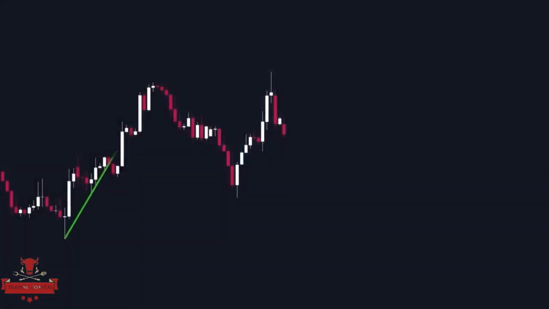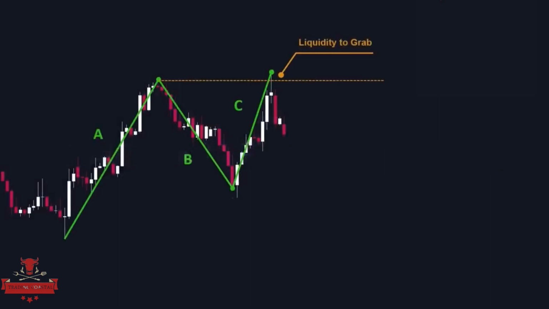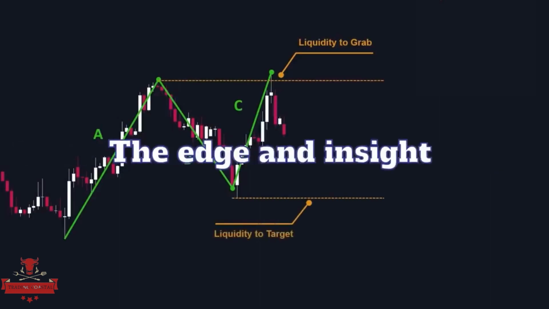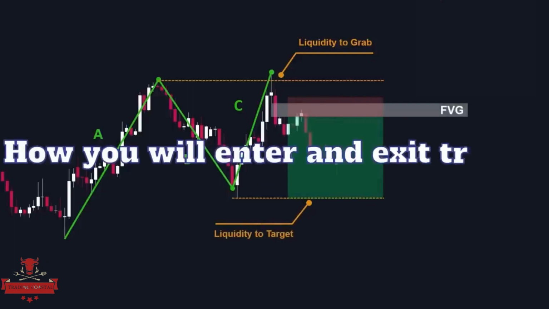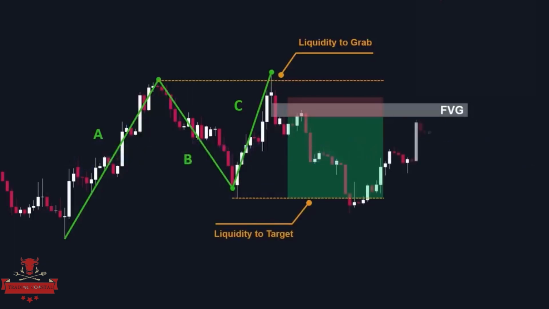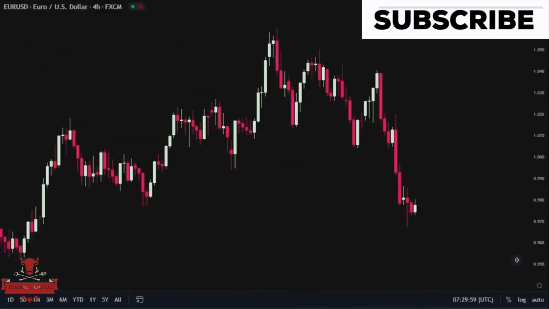In this episode, we're going to show you one of the advanced ICT trading strategies that will give you the edge and insight that you need to stay ahead of the market. And also, this strategy will guide how you will enter and exit trades in the markets in a manner that enhances profitability and reduces risk exposure. Welcome back, traders. Let's get started.